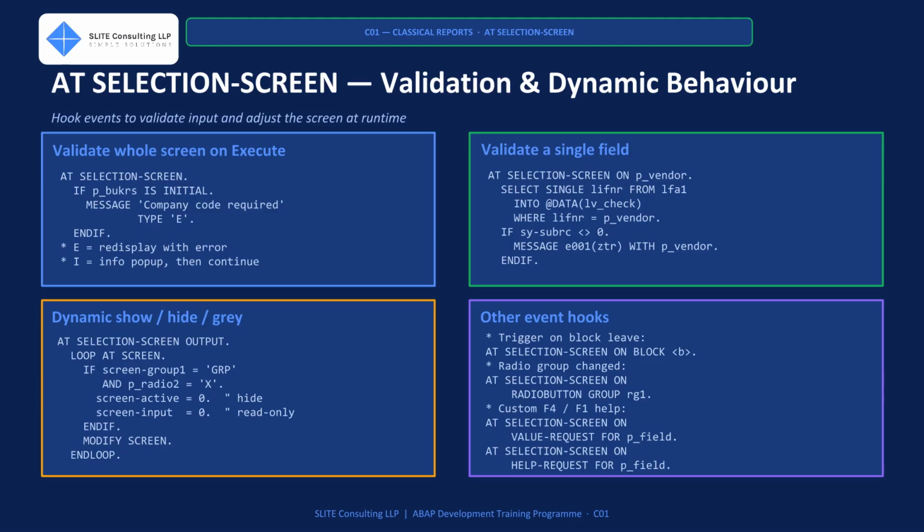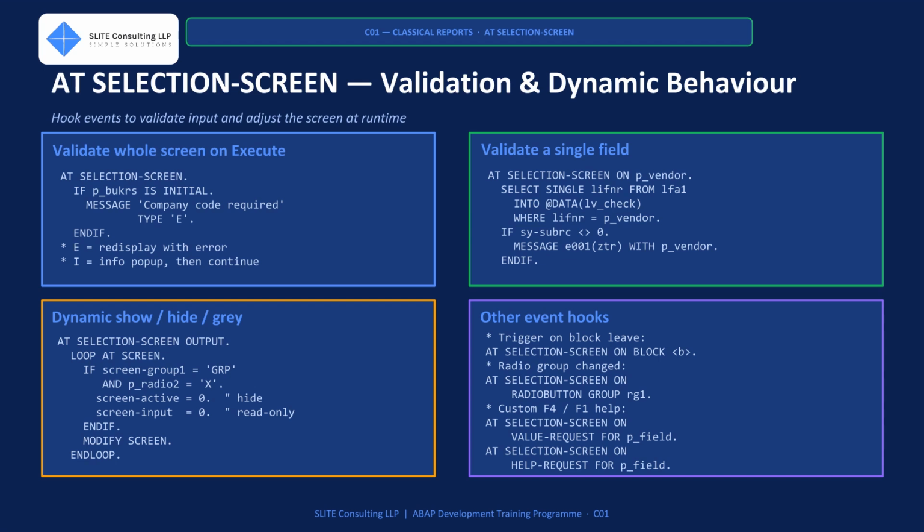AT SELECTION-SCREEN ON followed by a parameter name fires when the user tabs off that specific field. Use this for immediate validation, checking that a vendor number exists in LFA1 as soon as the user moves away from the field. If you raise a message type E here, the field is highlighted in red. AT SELECTION-SCREEN OUTPUT is the most powerful event. It fires just before the screen is displayed.